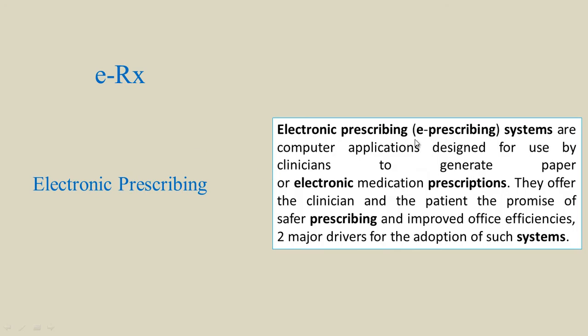E-Prescribing. Electronic prescribing, or e-prescribing, systems are computer applications designed for use by clinicians to generate paper or electronic medication prescriptions. They offer the clinician and the patient the promise of safer prescribing and improved office efficiencies. Two major drivers for adoption of such systems.